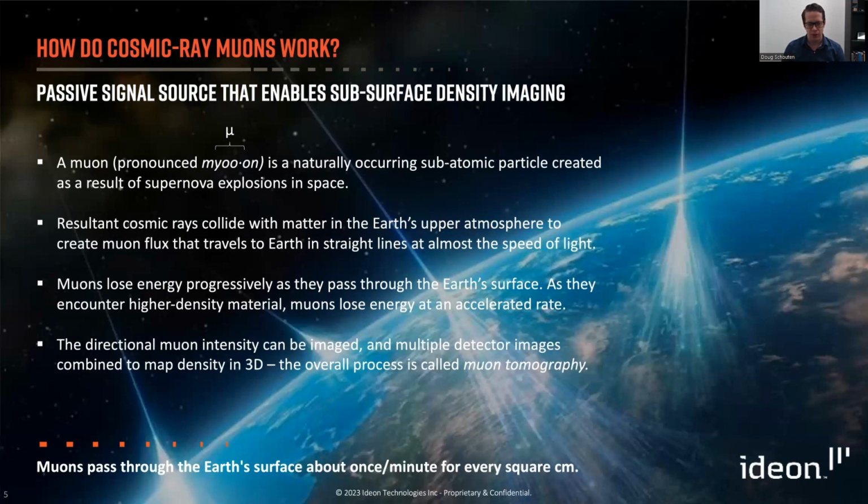Just as a point of reference to orient yourself in the relative abundance of muons, they're passing through the Earth's surface at about once per minute for every square centimeter, or about once per second through an area the size of the top of your head.